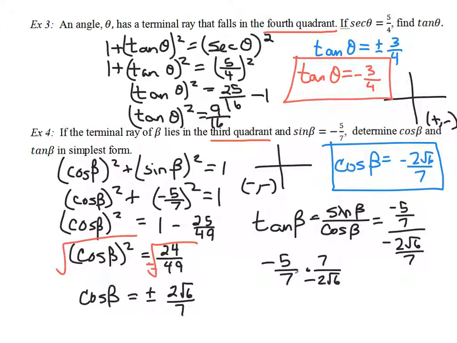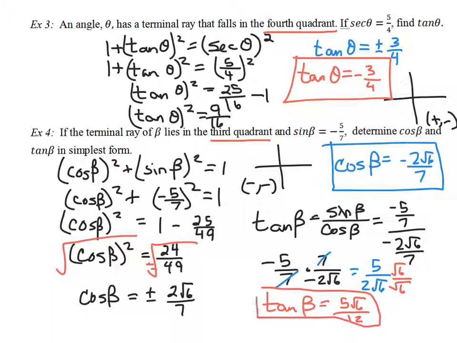First of all, my 7's would cancel. Secondly, my negatives would cancel. So right now I have 5 over 2 root 6. I don't want to leave a radical in the denominator of my fraction, so I'm going to multiply the top and the bottom by radical 6. So that gives me, for my answer for tangent of beta, I would end up with 5 radical 6 over 2 times 6, which is 12. You'll notice that the signs, positives and negatives, end up working out correctly here when I divide sine by cosine, because in that third quadrant, tangent should turn out positive.